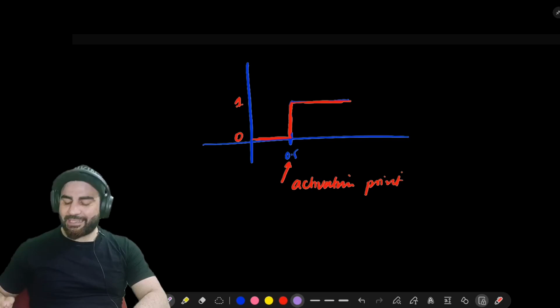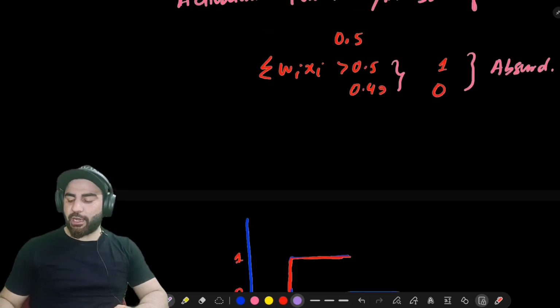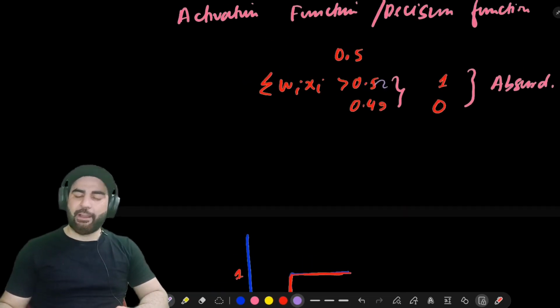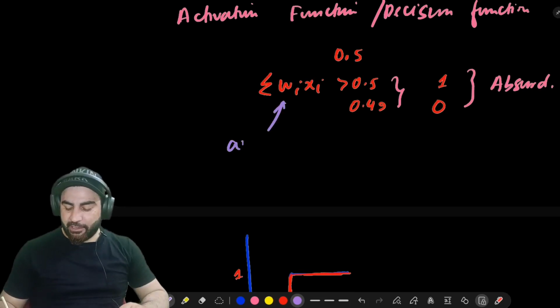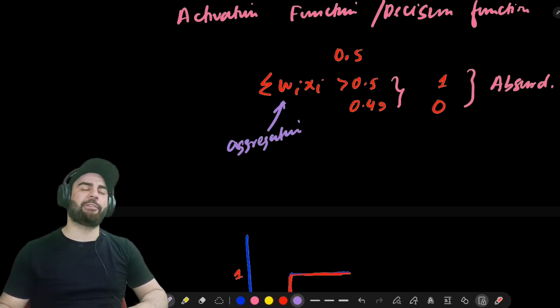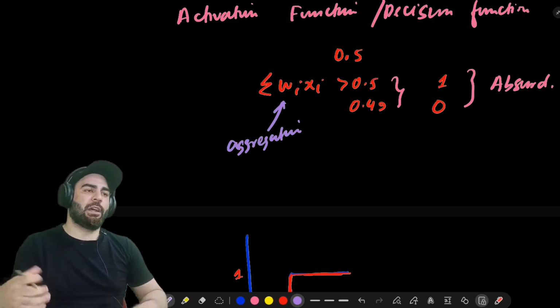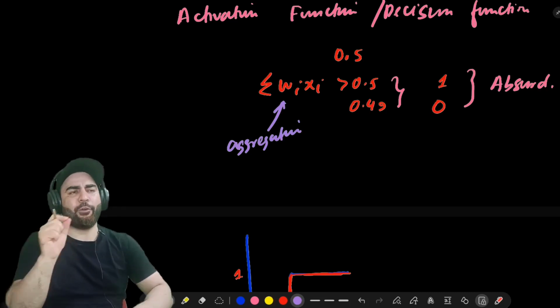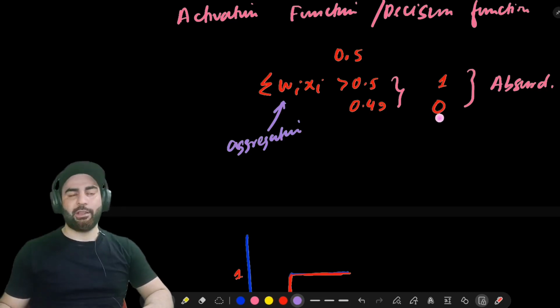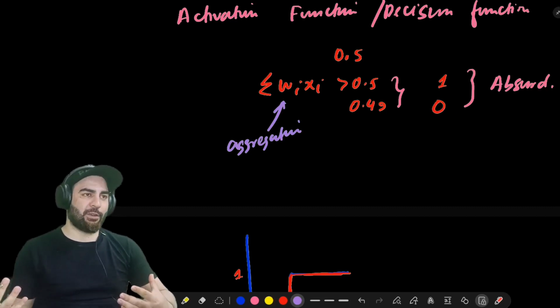So what we found is that this logic is quite harsh. Why is it quite harsh and absurd? Because if the whole summation, this aggregation function, had a value, let's say the threshold was 0.5, then you would recommend the movie, or say that the person will purchase the product. But if it was slightly less, that is 0.49, it directly says 0. But in the real world, this is not how things work.